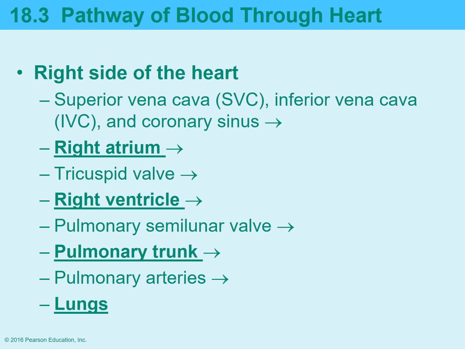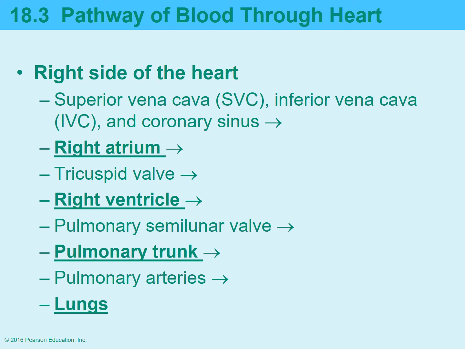So in terms of the pathway of blood through the heart, the superior vena cava, the inferior vena cava, and the coronary sinus are the 3 main veins bringing blood back to the heart. It comes into the right atrium, then passes through the tricuspid valve into the right ventricle. From there, it passes through the pulmonary semilunar valve into the pulmonary trunk. Then you have that split, going to the left pulmonary artery and the right pulmonary artery, to the left and right lungs.